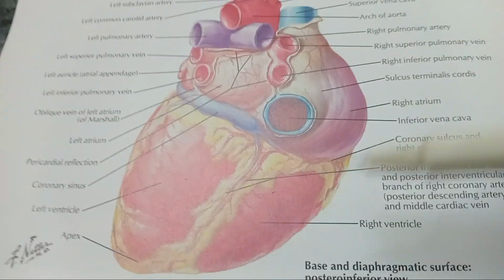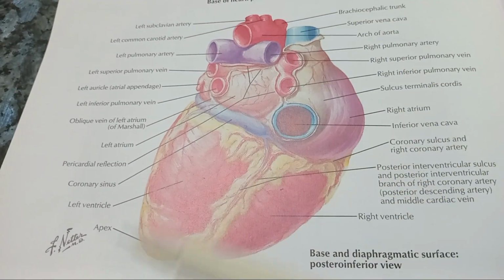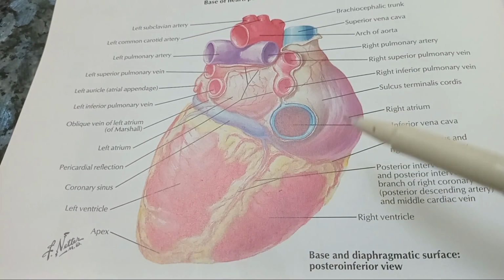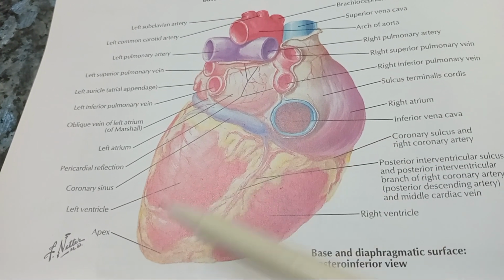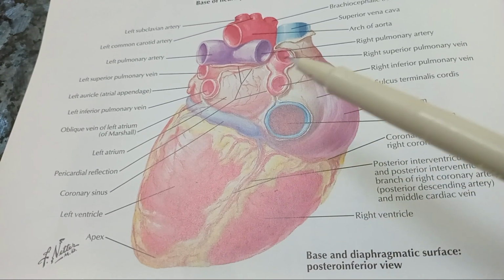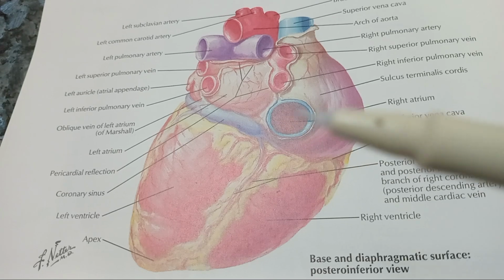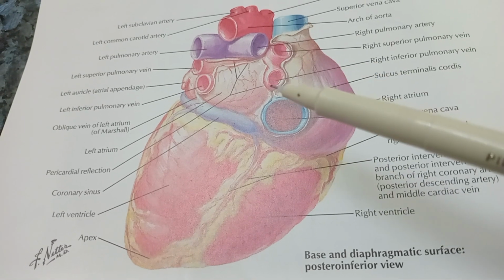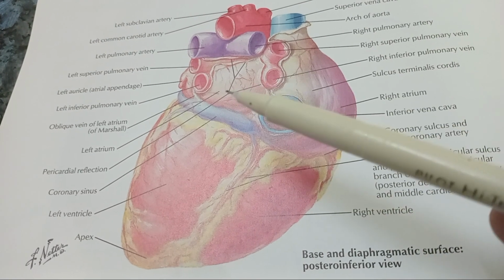So from underneath, as we are seeing the heart from below, this is the diaphragm. All four chambers are being seen. This is the right ventricle, this is the left ventricle, with this coronary sinus. This is the left atrium, right atrium. This opening, which is from the diaphragm, is of the inferior vena cava. There are four pulmonary veins which are opening into this left atrium.